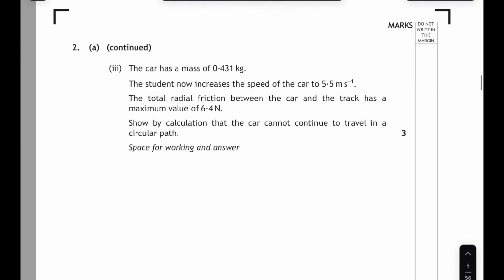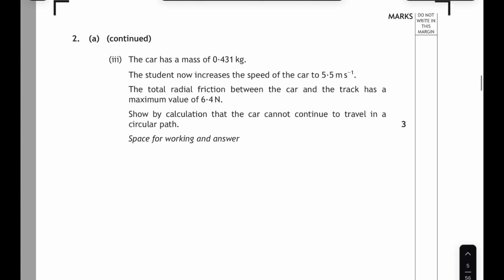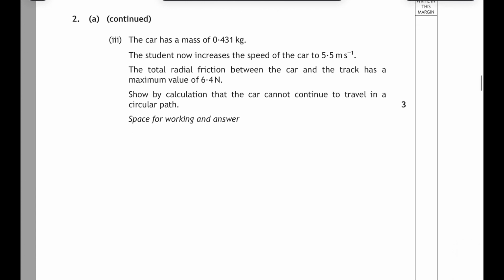And 2A part 3, we're told the car's got a mass of 0.431 kilograms, and the student increases the speed of the car to 5.5 meters per second. And the total radial friction between the car and the track's got a maximum value of 6.4 newtons. And we have to show by calculation that the car cannot continue to travel on a circular path.